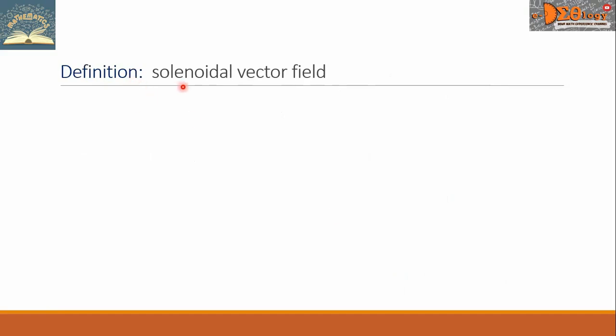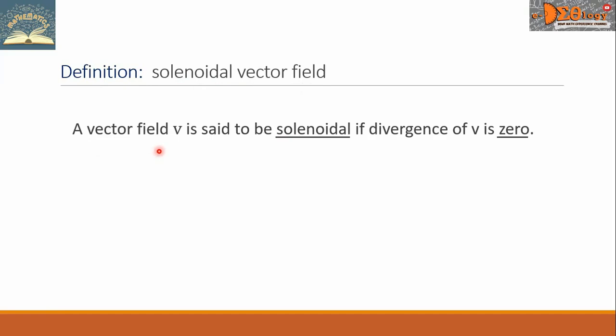Let's define solenoidal vector field. A vector field V is said to be solenoidal if divergence of V is 0. Thus, div V equals gradient dot V. This is equal to 0.